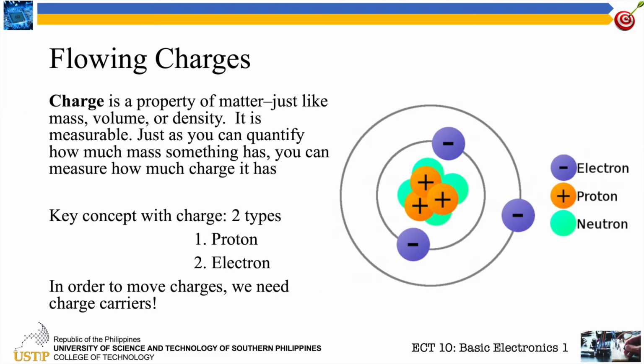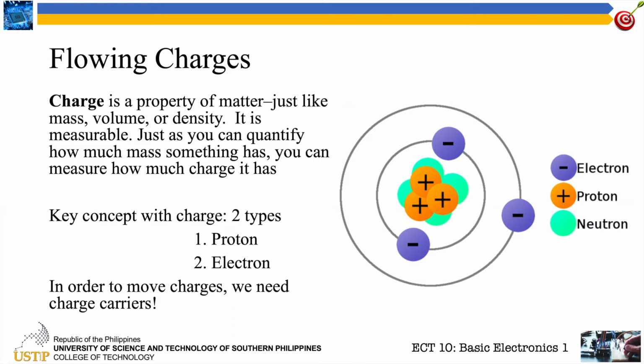Let's also start with how charges flow. How do we move an electron to another electron? As I have said, one material is composed of many atoms, and in one atom you have electrons, protons, and neutrons. Charge is a property of matter, just like mass, volume, or density. It is measurable. Just as you can quantify how much mass something has, you can measure how much charge it has.